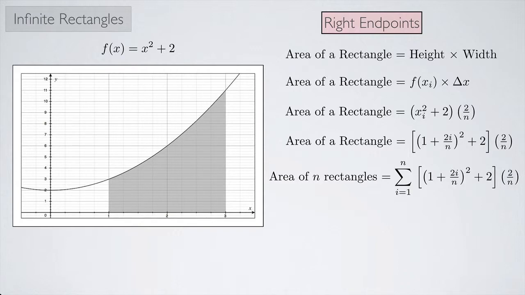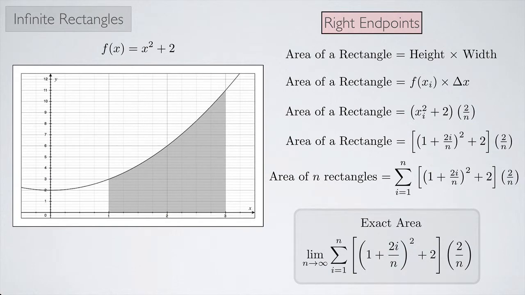So I go from i equals 1 up to n, and that will be adding up the area of each of the n rectangles. But I wanted an infinite number of rectangles. And remember, we were going to have this value n that was going to represent the number of rectangles, and now I'm going to let n go to infinity. So the exact area should be this intimidating looking expression here.